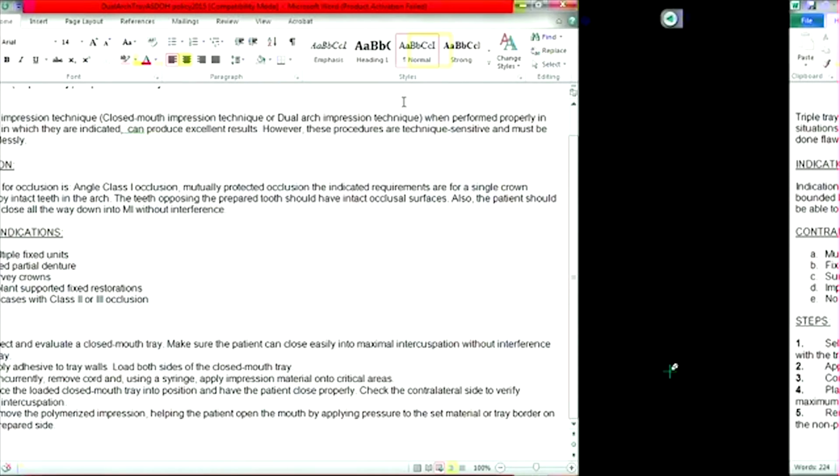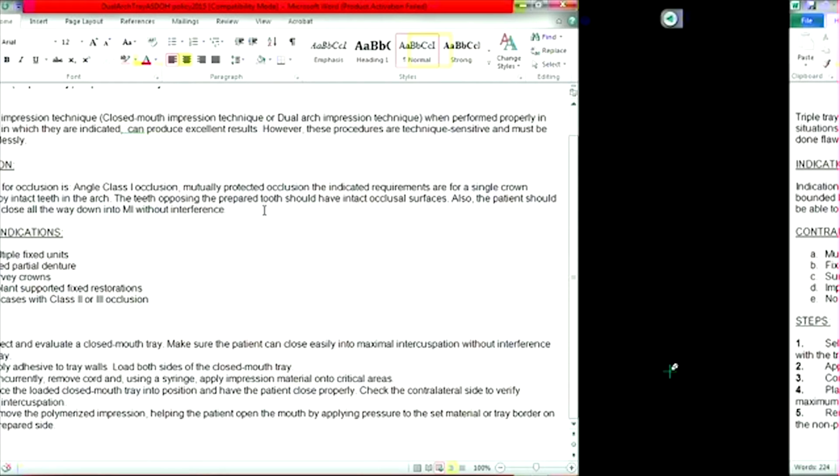And then the indication for angle class 1 occlusion, mutually protected occlusion, bounded by intact teeth. And we shouldn't use the triple tray for the most posterior tooth in the mouth. Okay?